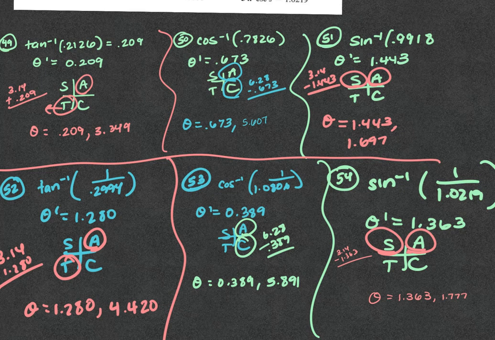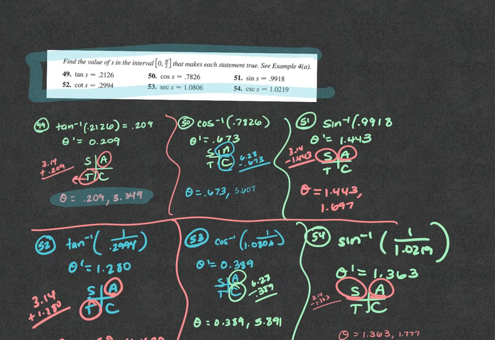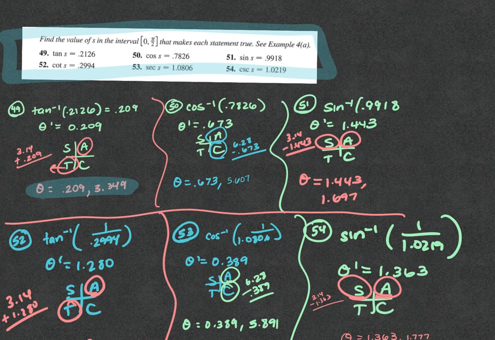These were the solutions for the 6-3 calculator part. And remember I said it the other day, but some of you did not do these. You need to make sure you know how to do all of these. So 49 should have been 0.209 and 3.349. Both answers have to be there.